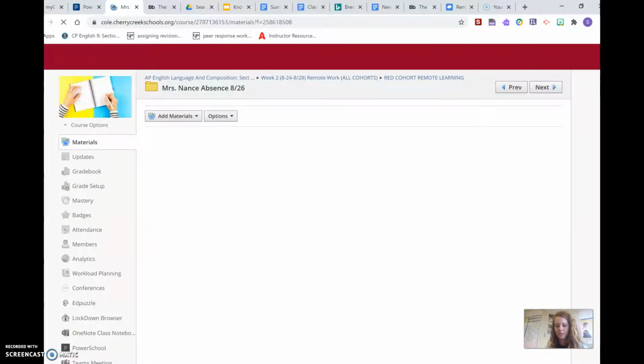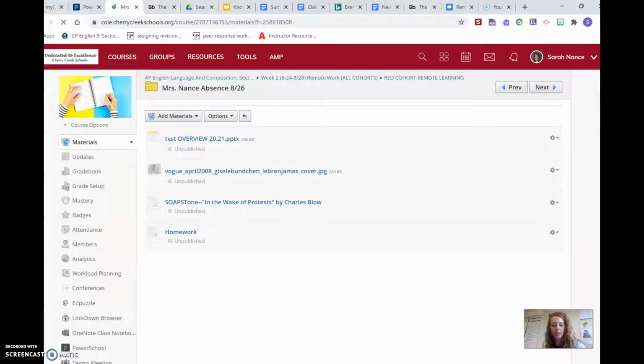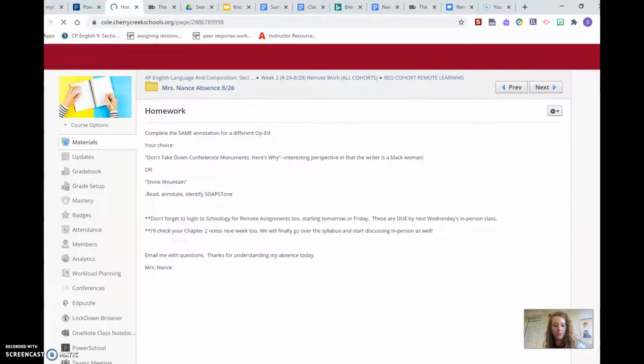Finally, in addition to making sure Chapter 2 is ready to go for next week, I do have a homework slide for you. Okay, you're going to complete the same exact annotation, numbering the paragraphs. You're going to underline claims, circle keywords, and identify the SOAPstone for a different op-ed of your choice. Your choices are between an op-ed written by a Black woman, which I think is a really interesting perspective about why we should not take down Confederate monuments and statues. So I think that's an interesting perspective because it's uncommon.